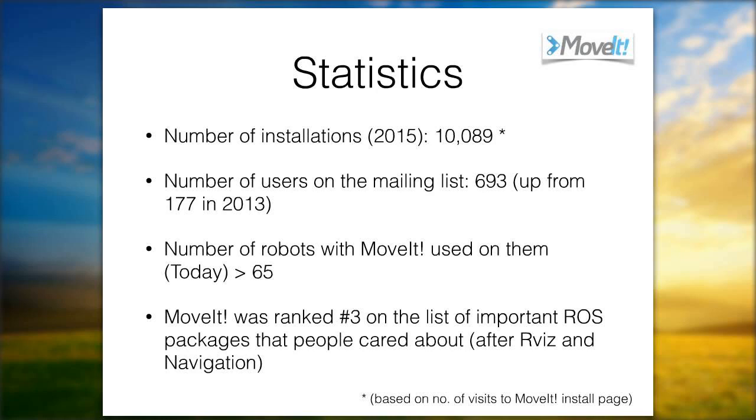This is a brief set of statistics. Based just on the number of visits to the MoveIt install page, installations are over 10,000 this year itself. The number of users on the mailing list has grown to 693, up from 177 in 2013. I know there's a huge number of robots with MoveIt used on them. If you use MoveIt on a new robot, make sure to let us know on the MoveIt users mailing list. And in the most recent ROS survey, MoveIt was ranked number 3 on the list of important ROS packages after RViz and navigation.